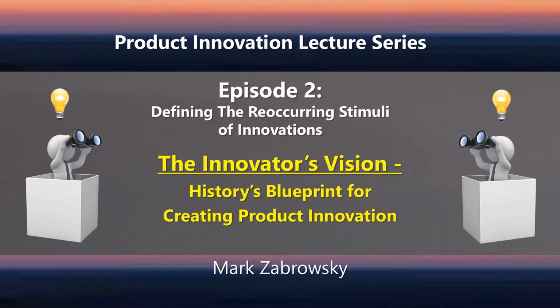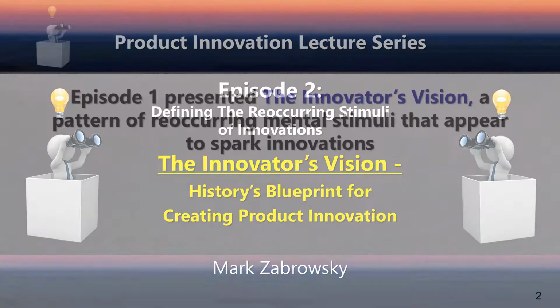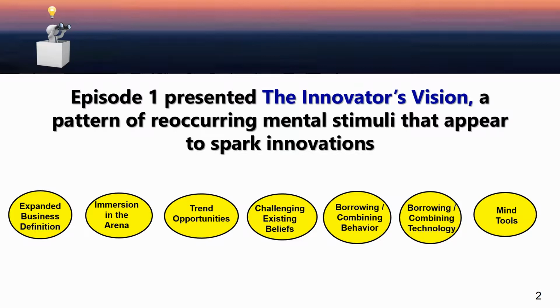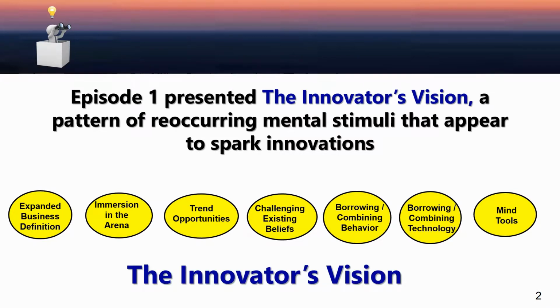Here is episode 2 of the innovator's vision. Defining the reoccurring stimuli of innovations. Episode 1 presented the innovator's vision, a pattern of reoccurring mental stimuli that appear to spark innovations. Expanded business definition, immersion in the arena, trend opportunities, challenging existing beliefs, borrowing or combining behavior, borrowing or combining technology, and mind tools. These are the stimuli of the innovator's vision. Whether in groups or singularly, these stimuli appear to drive many product innovations.